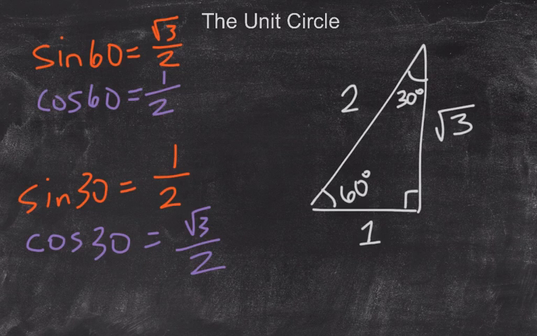We can see that the sine and cosine flip-flop when we go from 60 degrees to 30 degrees, and that's because we've switched which acute angle we're looking at, and so the opposite and adjacent legs are switched in our ratios, but the hypotenuse stays the same.